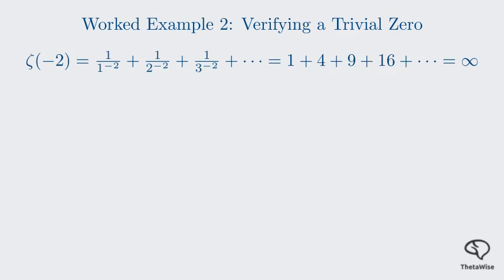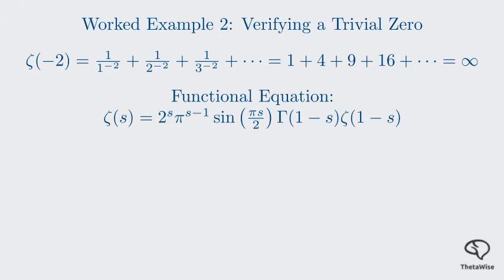Instead, we must use the extended definition of the zeta function, often given by a formula called the functional equation. This functional equation, discovered by Riemann himself, relates the value of the zeta function at s to its value at 1 minus s. This formula is valid for all values of s where zeta of s and zeta of 1 minus s are defined. Let's plug in s equals negative 2 and see what happens.